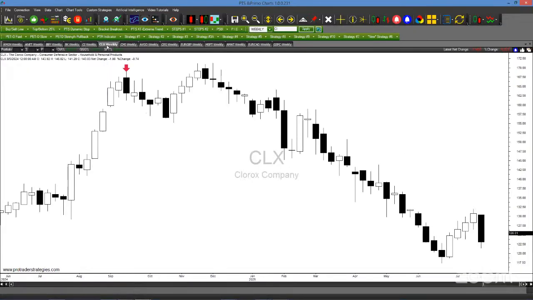Let's look at CLX or Clorox. Here was another example of not picking the exact high, but very close to it. If you were actually trading this, you had about 3 or 4 weeks where it went in your favor, then went against you. Well, you would have been stopped out most likely with a loss. But we show you how to get back in. And you could have potentially captured roughly 30 or 40 points to the downside coming into this last month.